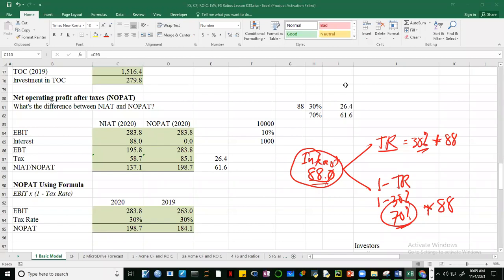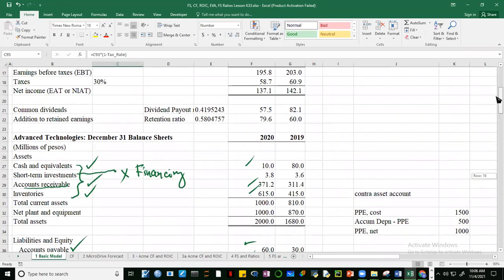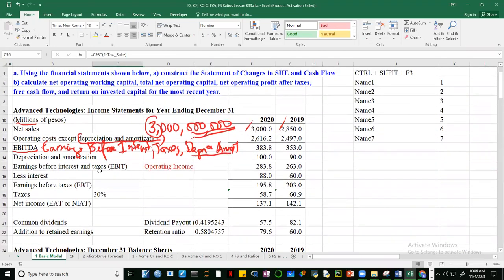So the answer, guys, is yes. Yes, NOPAT can be negative. Why? How is NOPAT computed? Isn't it just EBIT times 1 minus tax rate? What is EBIT? So we go back here, guys. EBIT, earnings before interest and taxes. How do you arrive at the operating income? EBIT is the operating income.